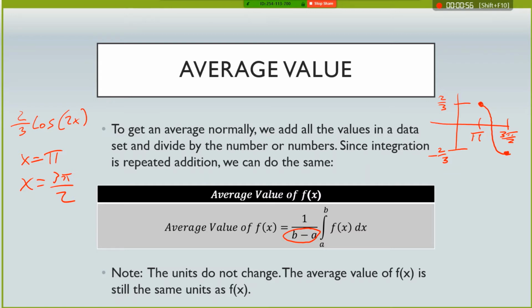Okay, so what I'm going to do is I am going to integrate this function. 1 over b minus a, so that's 1 over 3 pi over 2 minus pi, which is 2 pi over 2, times the integral from pi to 3 pi over 2 of 2/3 times the cosine of 2x dx. Okay, so I'm going to make a U-substitution where u is equal to what? U is equal to 2x? 2x, perfect.